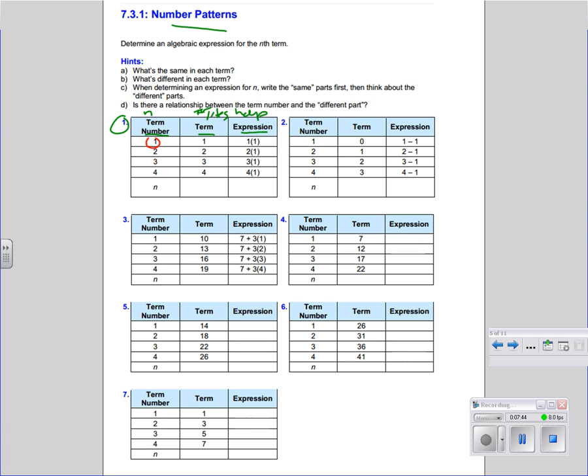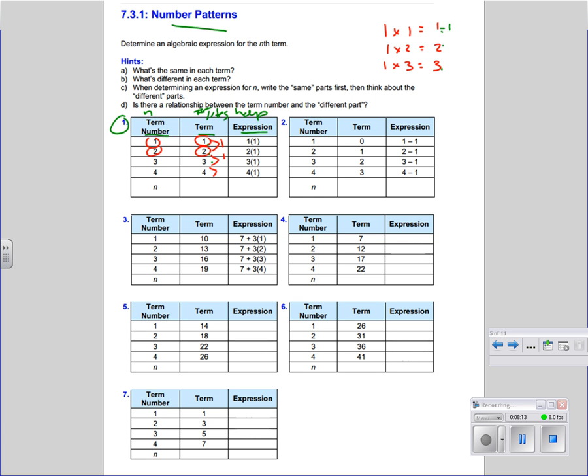I see here that the first position gives me a term of 1, and then the second position gives me a term of 2, and the difference between these is 1, and it's always a difference of 1. So I'm going to write my 1 times table. 1 times 1, 1 times 2, 1 times 3. It gives me 1, 2, and 3. So then I'm supposed to compare these 1, 2, and 3 to the values that were in my term, 1, 2, and 3.